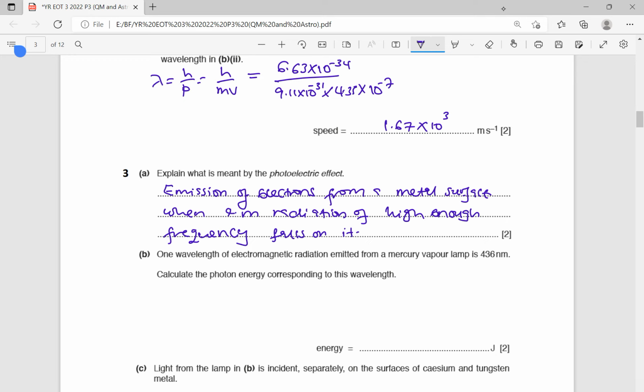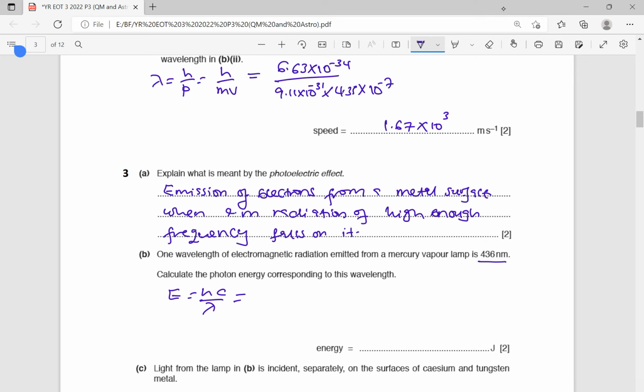One wavelength of electromagnetic radiation emitted from a mercury vapor lamp is that. Calculate the photon energy corresponding to this wavelength. I think that is easy. The energy of electromagnetic radiation is hc divided by wavelength.